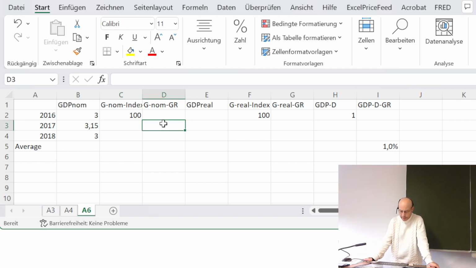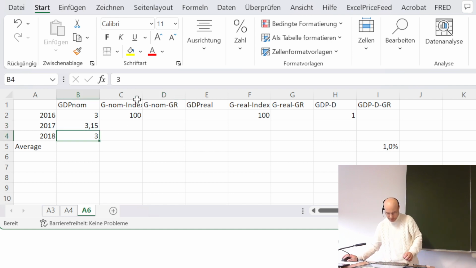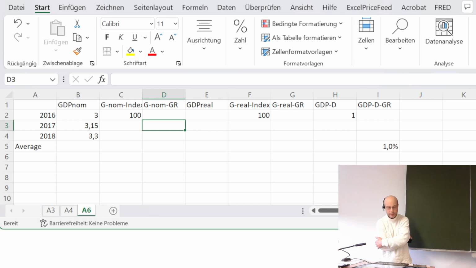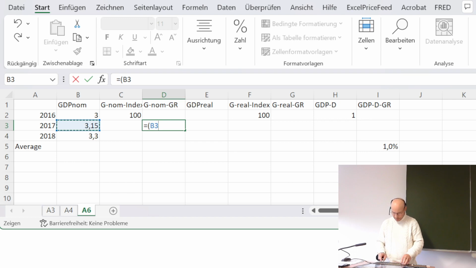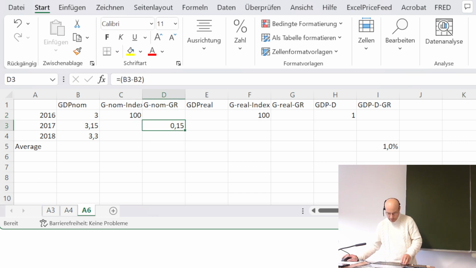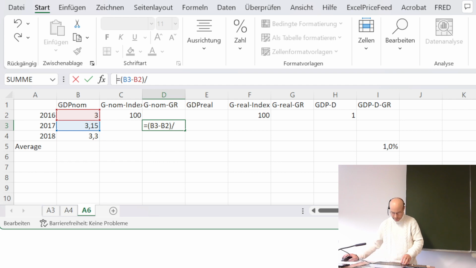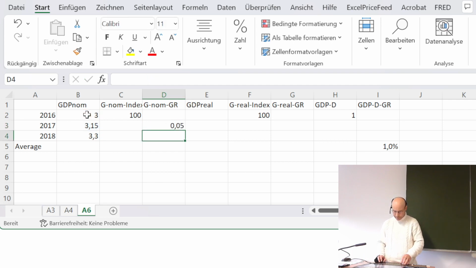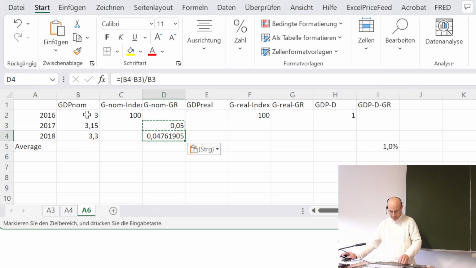Done. Nominal GDP, so this is 3.3. Nominal GDP growth rate. How do we obtain this? Again, the difference between our two years divided by the number of the year we started. So this is then 3.15 minus 3 over 3, 5%, and the same here.